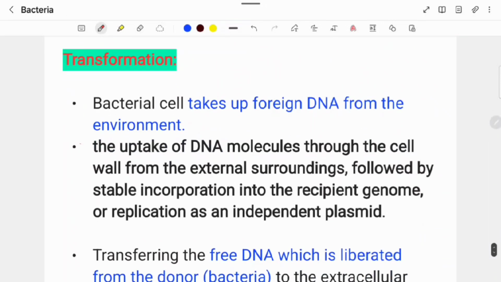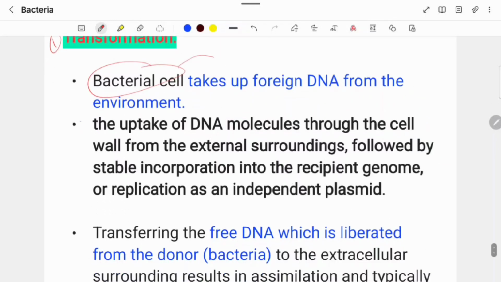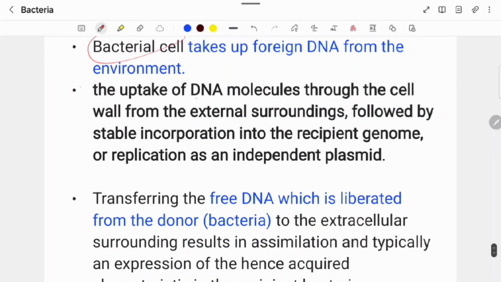What is transformation? A bacterial cell takes up foreign DNA from the environment. The uptake of DNA molecule through the cell wall from the external surroundings, followed by stable incorporation into the recipient genome or replication as an independent plasmid.